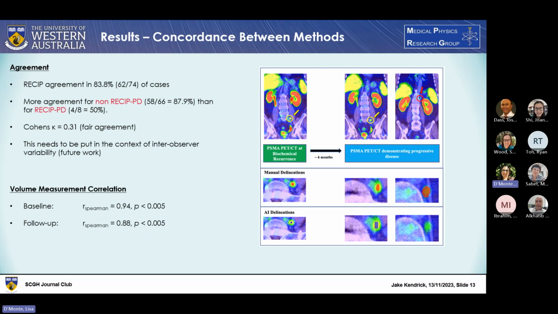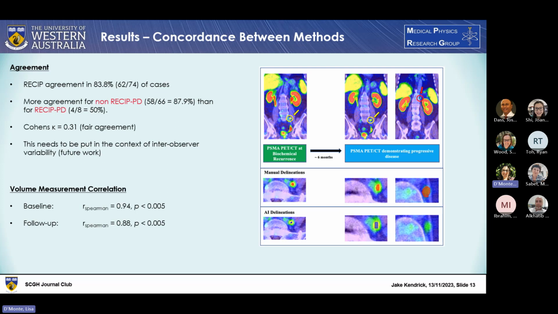So we can also look at the concordance between the 2 methods, right? Of course we had 2 different methods of assessing the change in tumour volume between the scans. In 84% of cases, the AI model agreed with the nuclear medicine physician. This actually resulted, interestingly enough, in a Cohen's kappa of 0.31. For those of you who aren't aware of what that is, it's a statistical metric that's used to assess agreement between 2 different methods, and 0.31 indicates what's referred to as fair agreement.